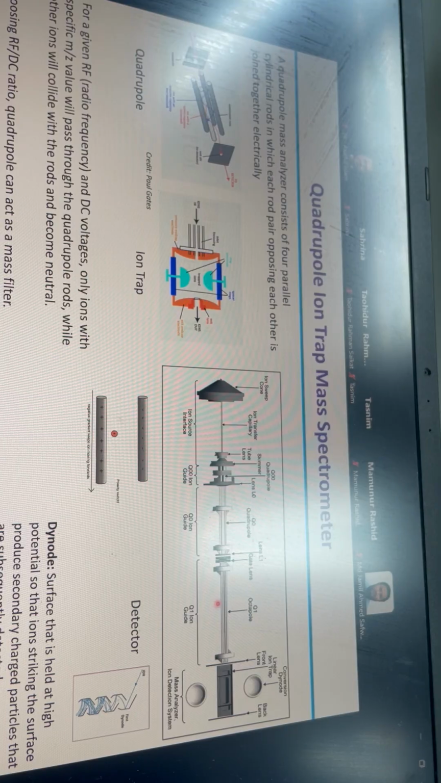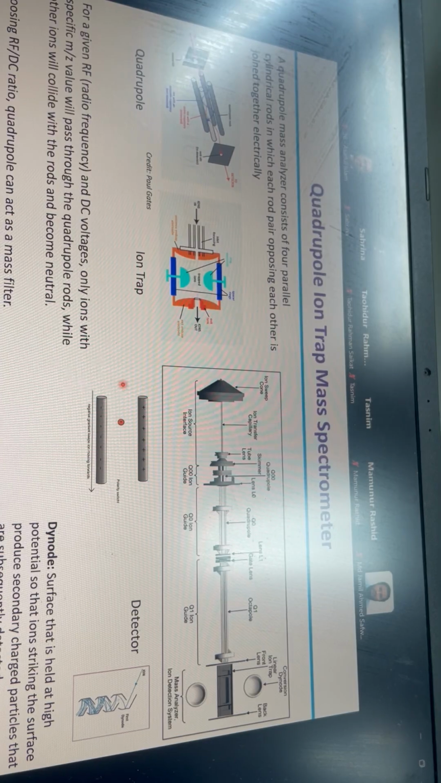So how do we make this train? Because these are ions. We use rods, and then we use two voltages, two currents actually. We use DC voltage and RF voltage. RF means radio frequency, which is alternating, and DC is direct current.